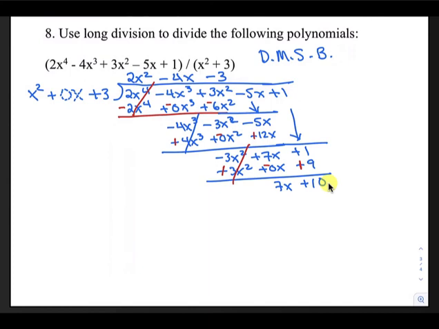So our final answer is our quotient up here at the top. That's 2x squared minus 4x minus 3, plus our remainder, which is 7x plus 10, divided by our divisor, and that's x squared plus 3. So this will be our final answer.